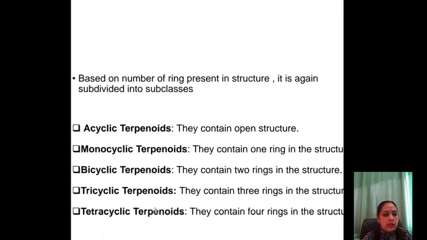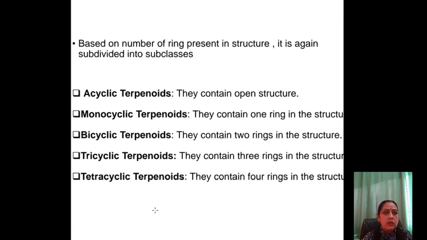Students, today's topic is based upon the general introduction of terpenoids, their properties, the isoprene rule, and the classification of terpenoids. These classifications are further subdivided into subclasses, such as cyclic terpenoids, monoterpenoids, bicyclic and tricyclic terpenoids, and we will discuss these in our tomorrow's lecture.